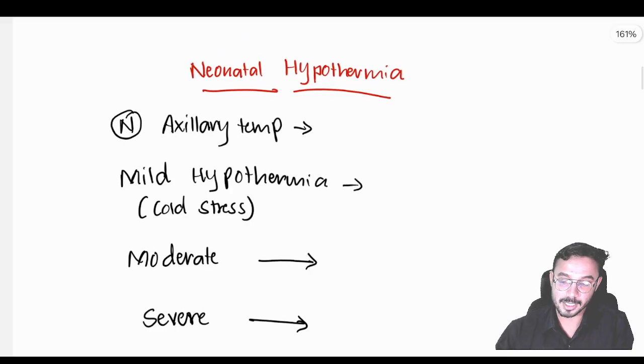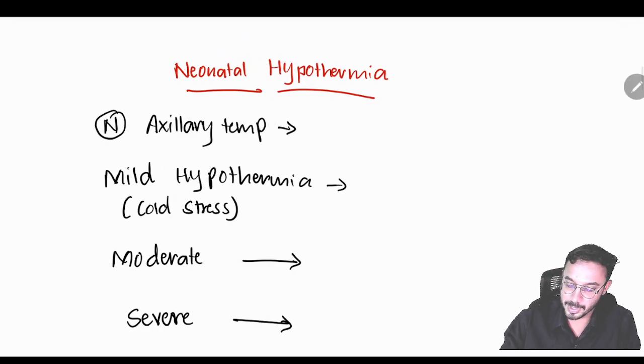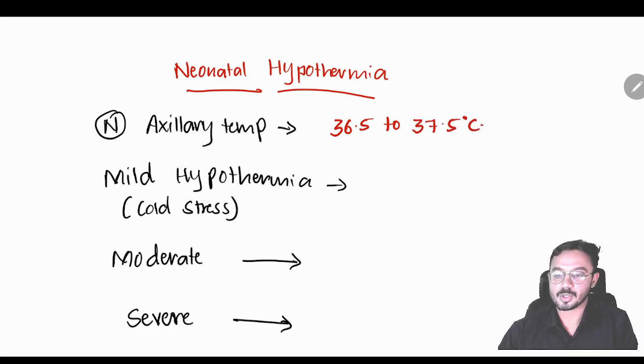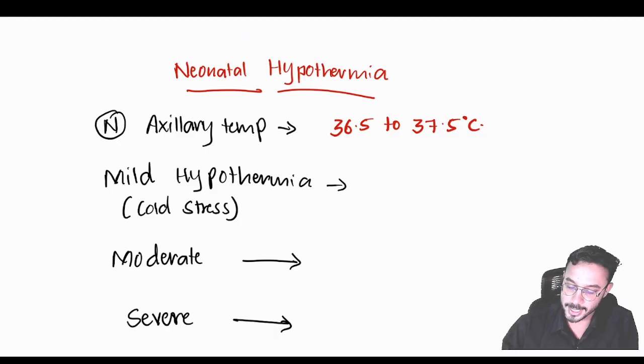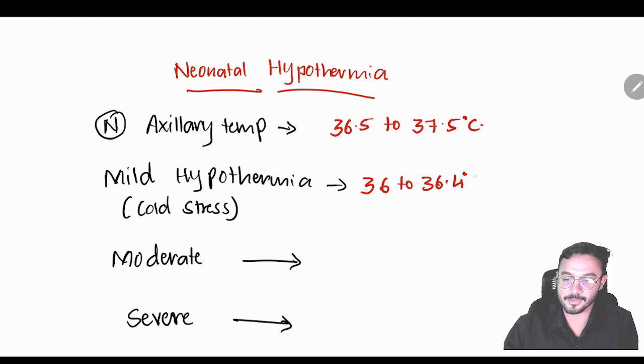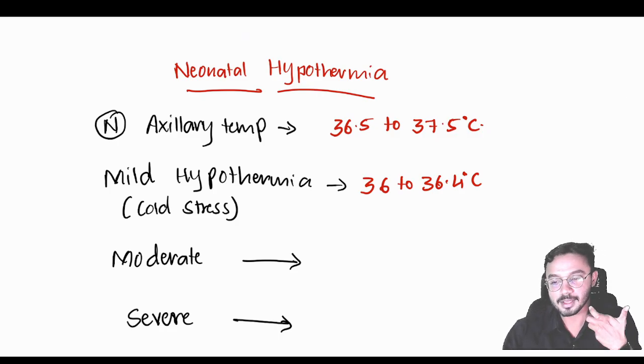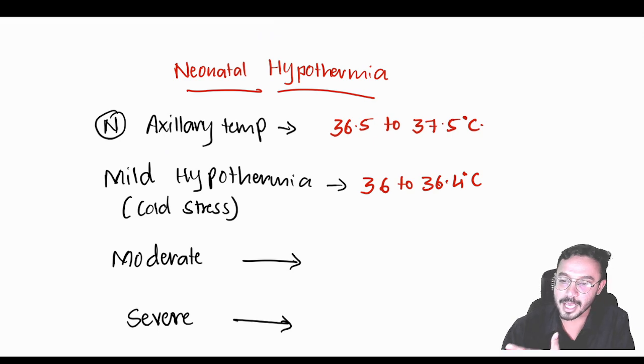And next is neonatal hypothermia, very important. What is the normal temperature in a newborn? Normal axillary temperature is 36.5 to 37.5 degrees centigrade. The conditions are mild, moderate and severe hypothermia. If they ask you about mild hypothermia, it is also called cold stress. What is the cutoff? 36 to 36.4 degrees. You check the baby's temperature and if it falls between 36 and 36.4 degrees centigrade, that is known as mild hypothermia or cold stress. It has been asked in your exams.